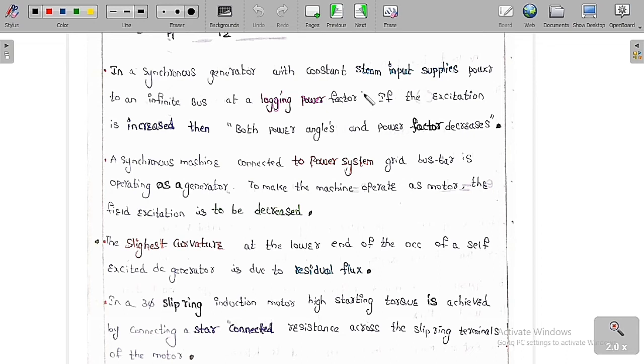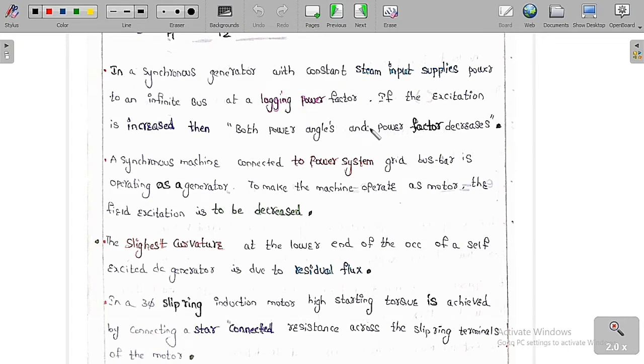So P is equal to Ef into V by Xs into sin delta. As P is a constant, as excitation is increased, Ef is also increased. Here V is a constant and Xs is a constant, so definitely Ef into sin delta should always be constant. So Ef bar is equal to Vt bar plus j Ia Xs bar.